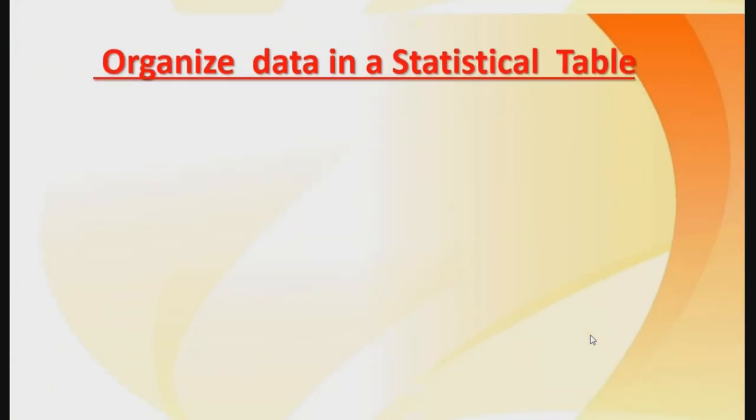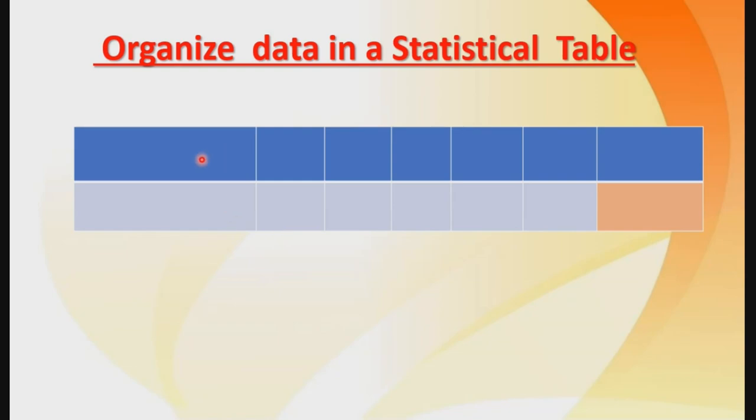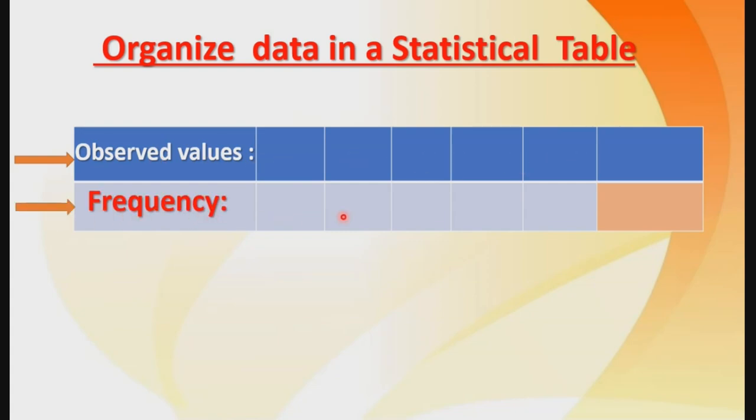about. Let's move to the second objective of this lesson, which is to organize data in a statistical table. Do you know what do we need in order to organize data in a statistical table? Yes, we construct a table consisting of two rows. In the first row, we write the observed values. In the second row, we write the frequency of each observed value. And in the last column, we write the word total here, and below it, we write the total frequency, which is equal to the sum of these frequencies.